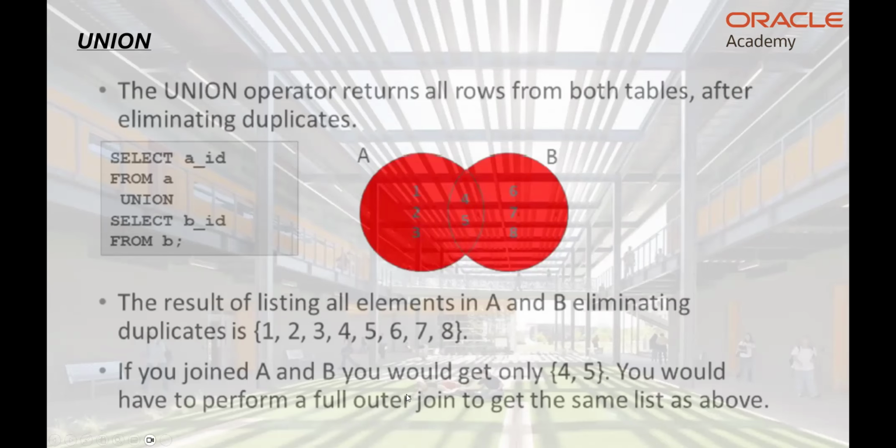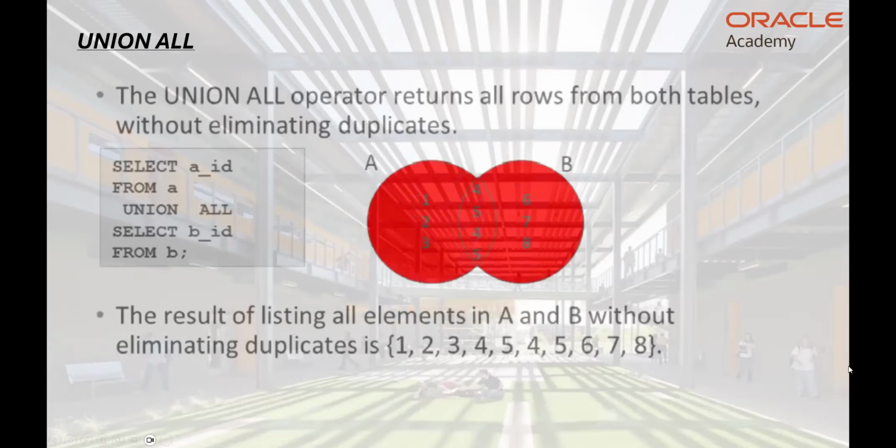If you join A and B, you would get only 4 and 5, which would be your inner join. But a union will return all the values in both tables. Does that make sense? Okay, that's a union.